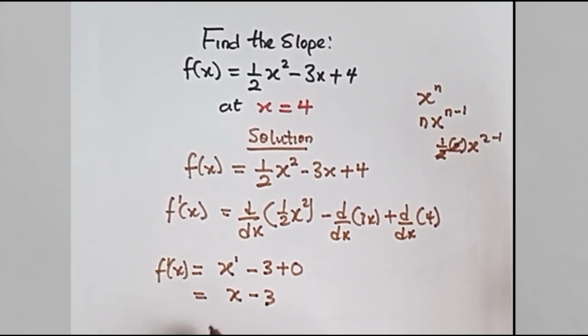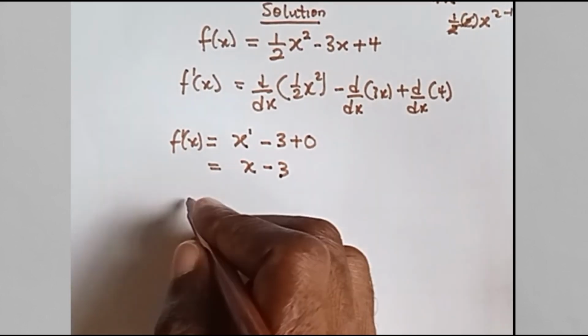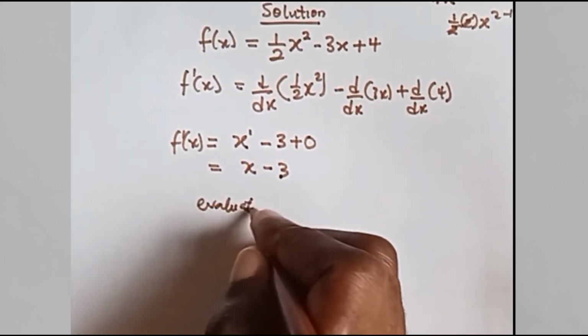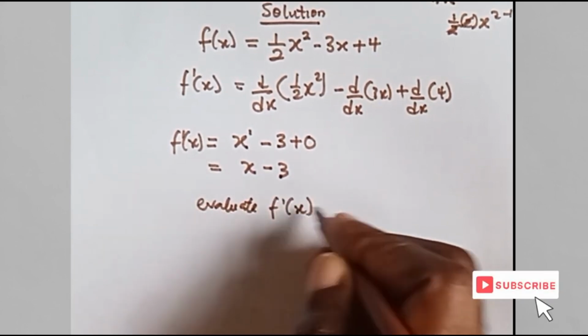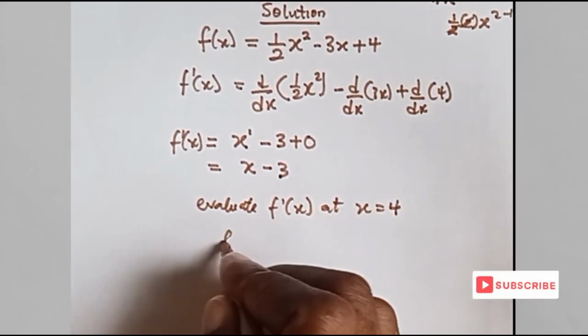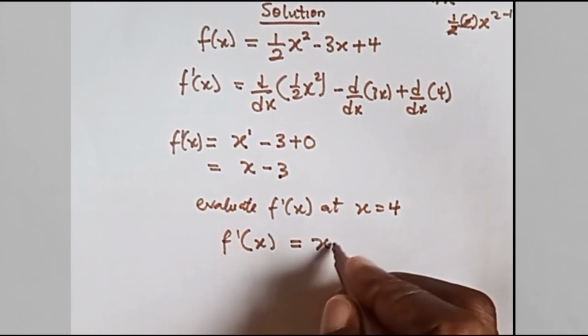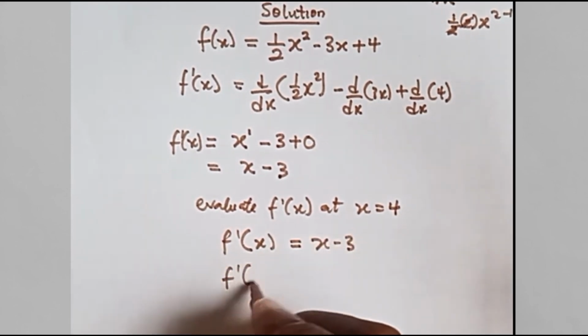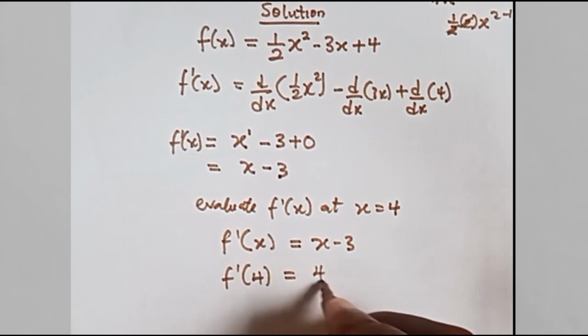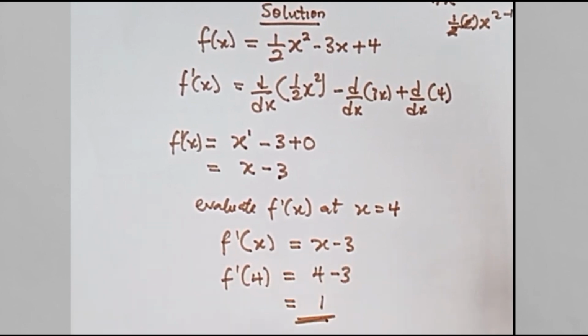All right, now let's evaluate this at x equals 4. We have x minus 3, and when x is now 4, we have 4 minus 3, and that gives us 1. So it means the slope at x equals 4 is 1.